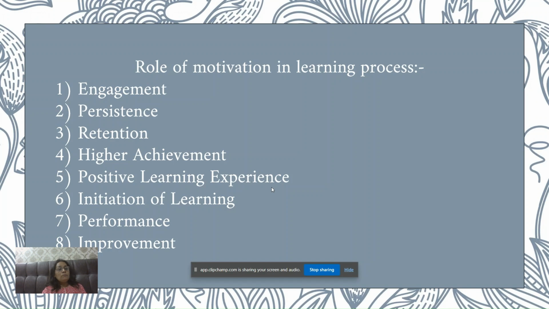Then you have performance, of course. The quality of performance also increases. It is far better than, as compared to a person who is not motivated. If you're not interested, if you're not motivated to do something, then your performance will also be not that great, because you're just not interested in doing it, right? And improvement, it is always developing. Your performance will keep on improving and improving as you go further. So these are the main roles of motivation in the learning process.